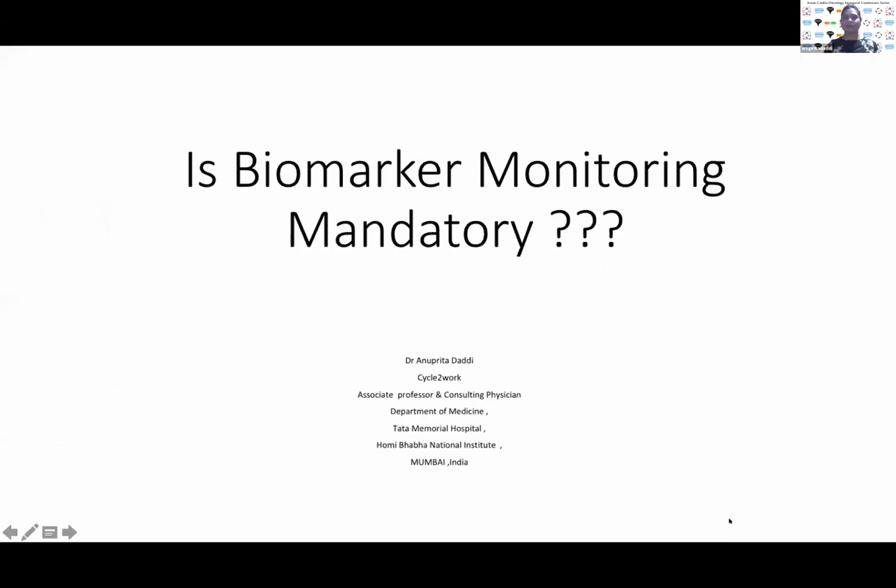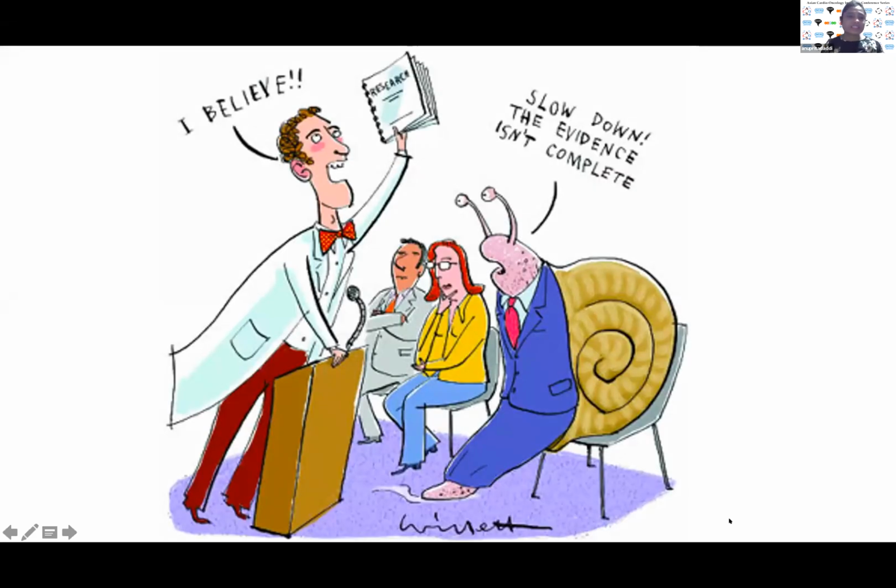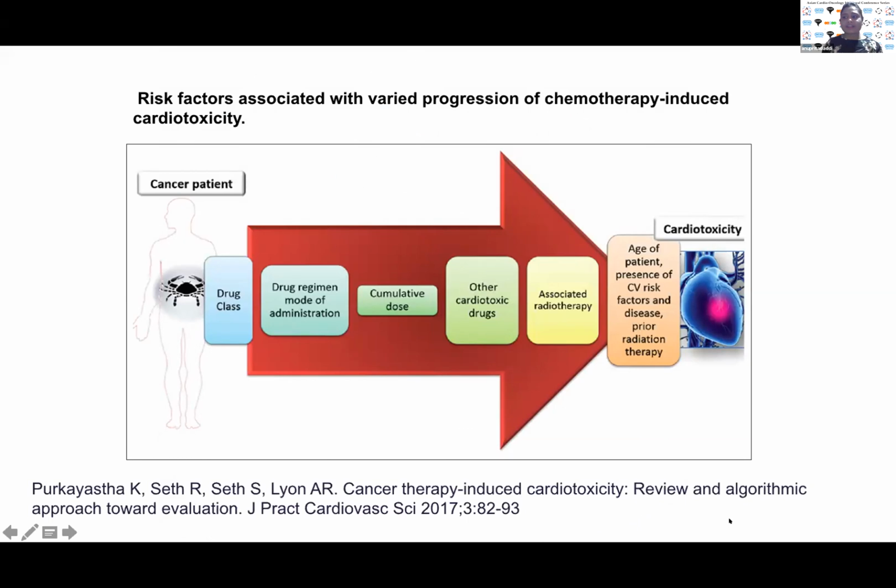Okay, good evening, everybody. Is biomarker monitoring mandatory? My colleague has just said he believes so. Slow down here, the evidence isn't complete. Various risk factors are associated with chemotherapy-induced cardiotoxicity, as you're all aware. It's not only the drug class, mode of administration or cumulative dose, but there are also other risk factors.